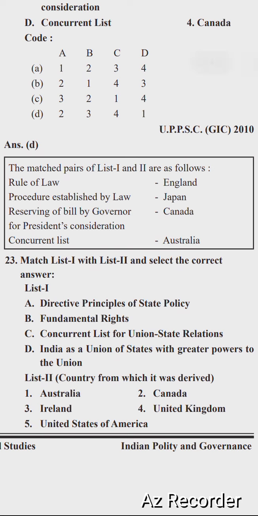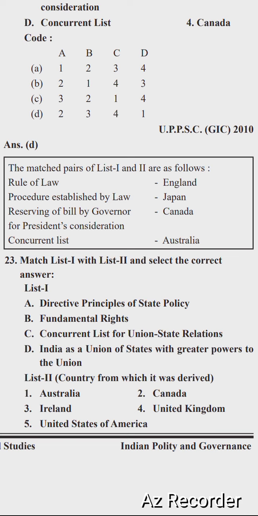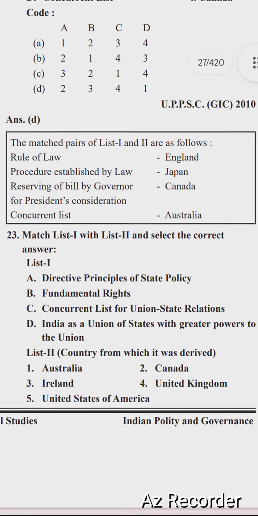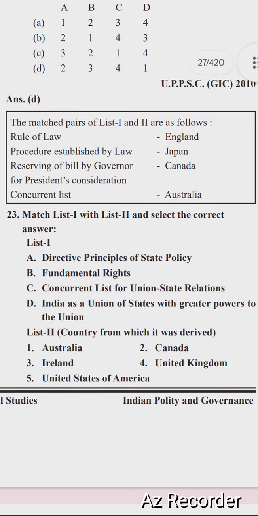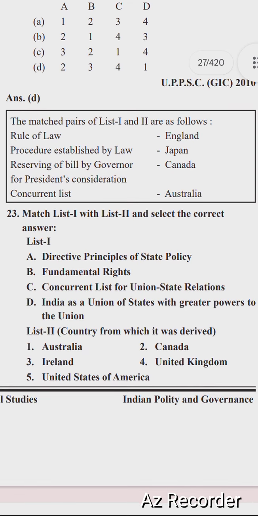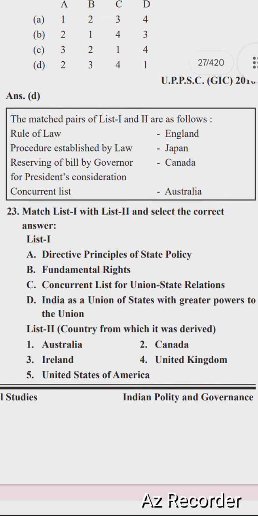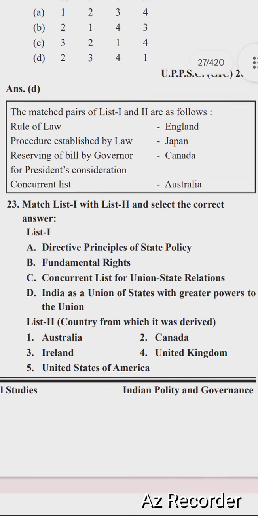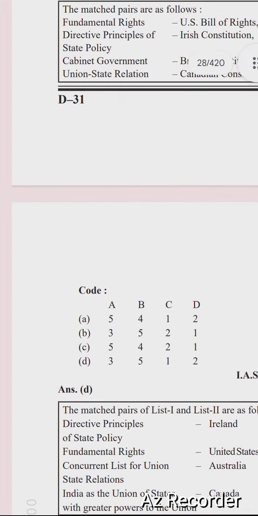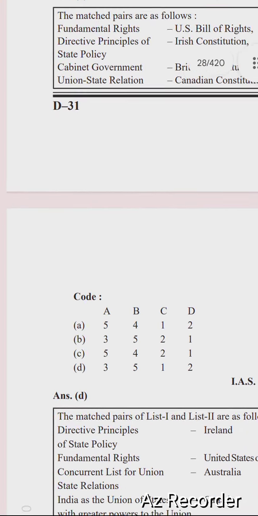So next question is match list 1 and list 2 and select the correct answer. List 1: directive principle of state policy, fundamental rights, concurrent list for union state relations, India as a union of states with greater power to the union. List 2: Australia, Ireland, USA, Canada, and UK. So directive principle of state policy is related to Ireland, which is 3. Right option is option number D.